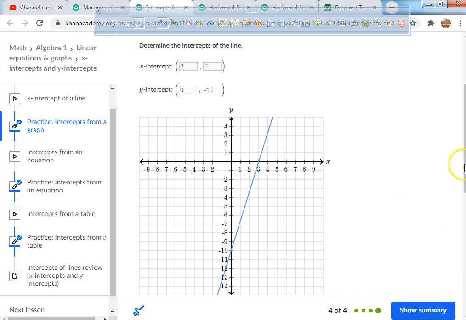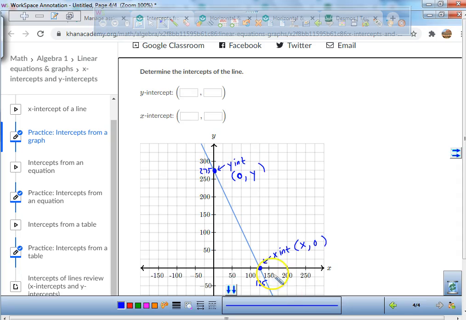So have a good day. Hope this was helpful. And make sure you understand the difference between horizontal lines and vertical lines, and x-intercepts and y-intercepts. And that's it. That's all you got to do.